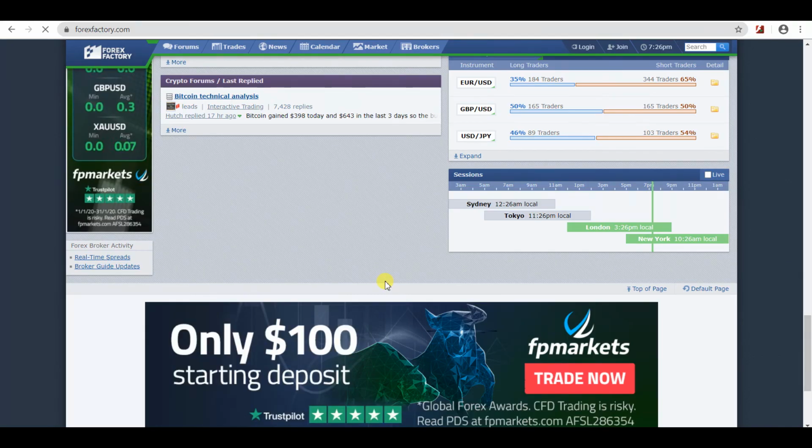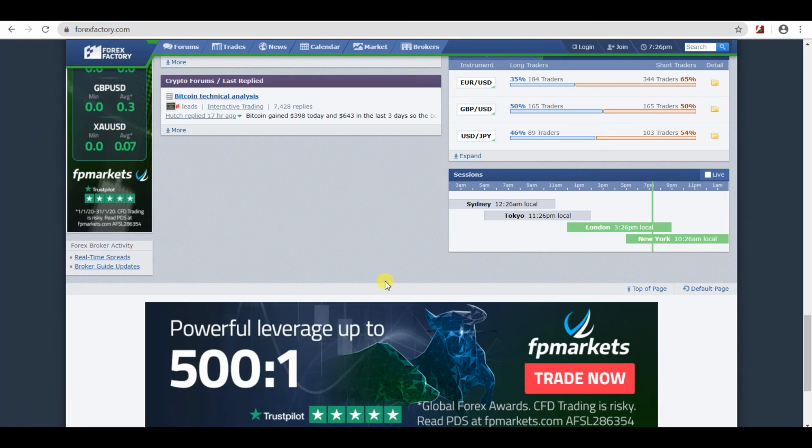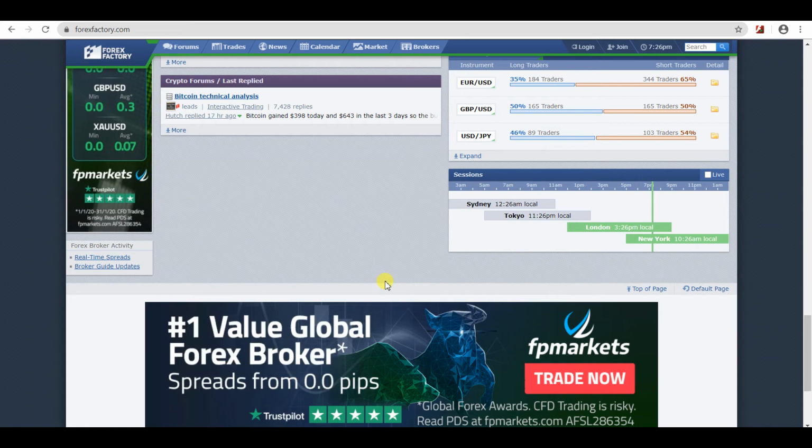So let's talk about which currency pair we have to trade, and at which time we have to trade which currency pairs. Actually, there are four sessions. You can check at Forex Factory as per your country time when the Sydney session will open, Tokyo session will open, London session will open and close, New York session will open and close.